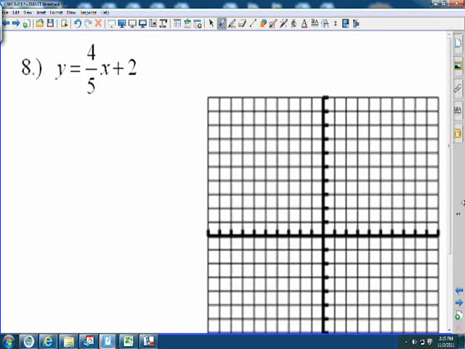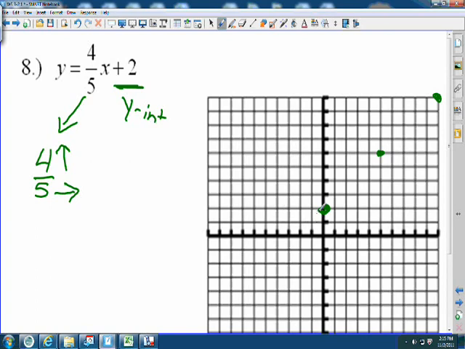Next one, plot the y-intercept. It is at plus 2. My slope is the second step, which is 4/5. This is positive, so it tells me to go up 4 and to the right 5. So I'll start here and go up 1, 2, 3, 4 and over 1, 2, 3, 4, 5. Up 4 and over 5.